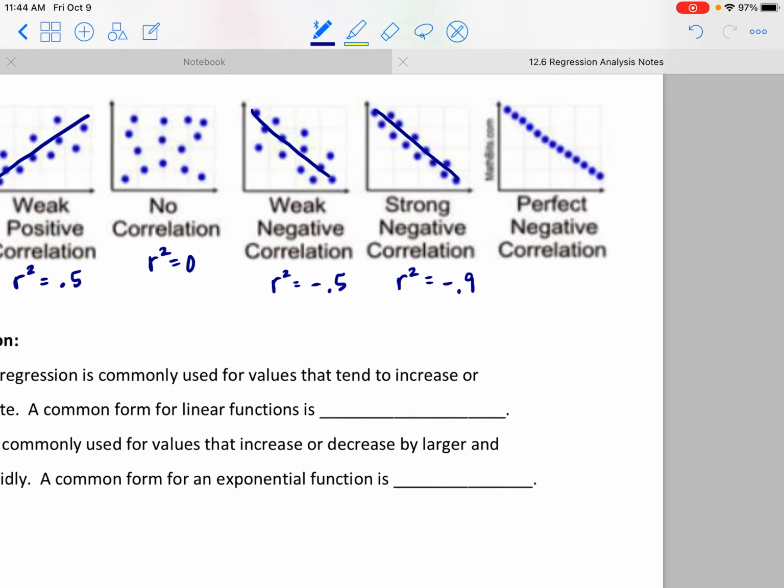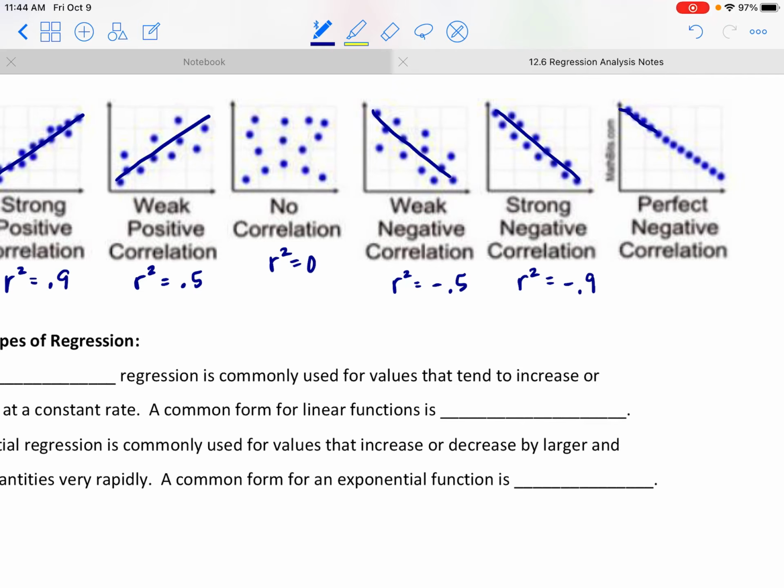Okay, and then a perfect negative correlation. These points would be perfectly aligned here. That's the strongest relationship you can have in the negative direction. So here you'd have an r² value that would be at -1. Okay, like a 100% match to your data and your model.